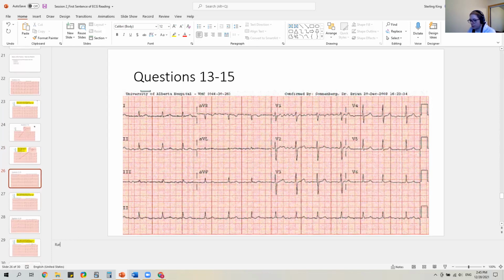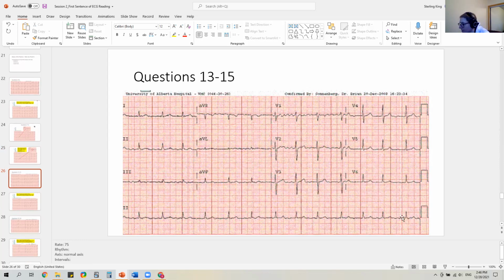So great, rhythm, axis, intervals. Practice, let's do rates. So 300, 150, 75 looks pretty constant. So it's around 75. So that's normal. I'm going to do axis next. I find it a little bit easier. So 2 and aVF are up. So it's normal axis. So left hand, right hand, both normal. Good to go. Rhythm. I guess we could do rhythm next.